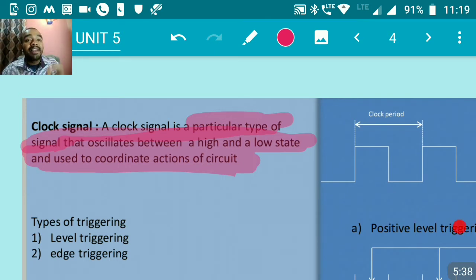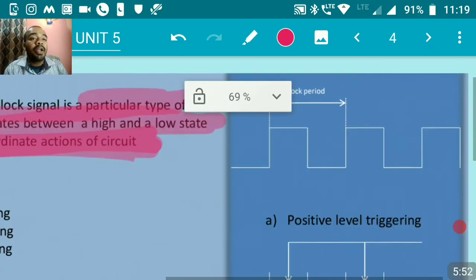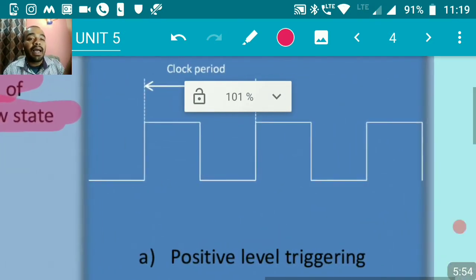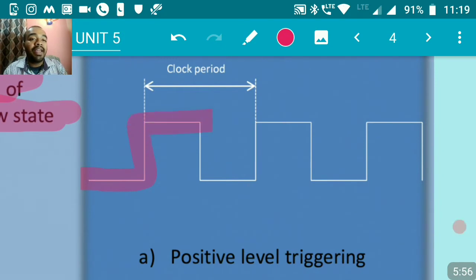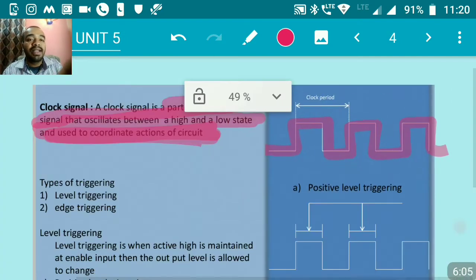That is what it means: a clock signal is used to coordinate the actions of a digital electronic circuit. So this is how your clock signal will look. It will have high, low, high, low, high, low continuously. Understood? So this is what a clock signal is all about.